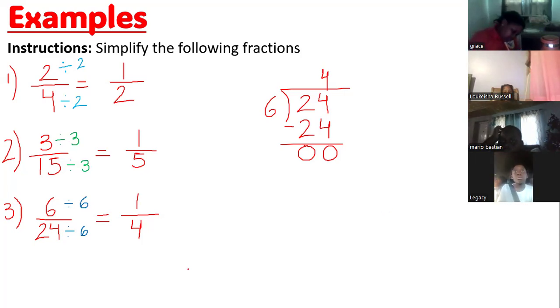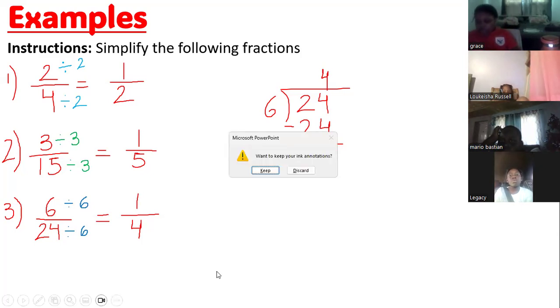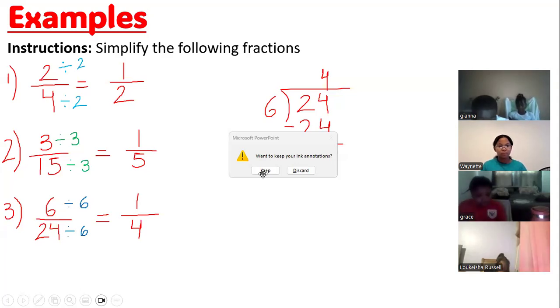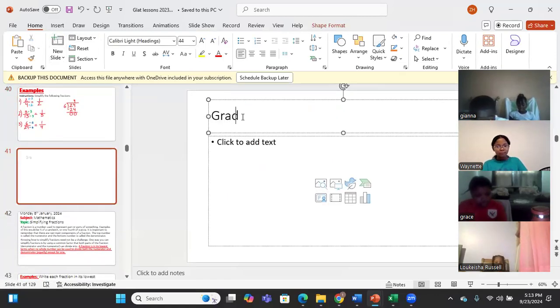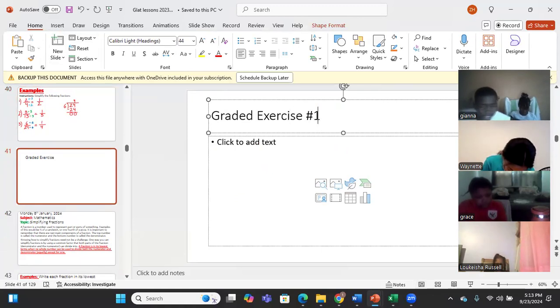Right, so let's move on to the grade exercise. Mr. Petit, can we write the graded exercise on the same page as the one with the examples on it? Yeah, if you have space, sure. If you have space, no problem. Okay, so that's going to be grade exercise number 1.